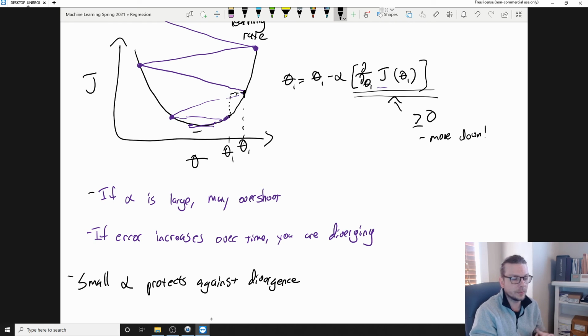Because if we're dealing with these huge data sets with hundreds of thousands of parameters, this will still work decently well. You'll probably get a better solution if you can use those other methods, but you'll get a good solution faster if you use gradient descent. So that's the trade-off there. Excellent question.